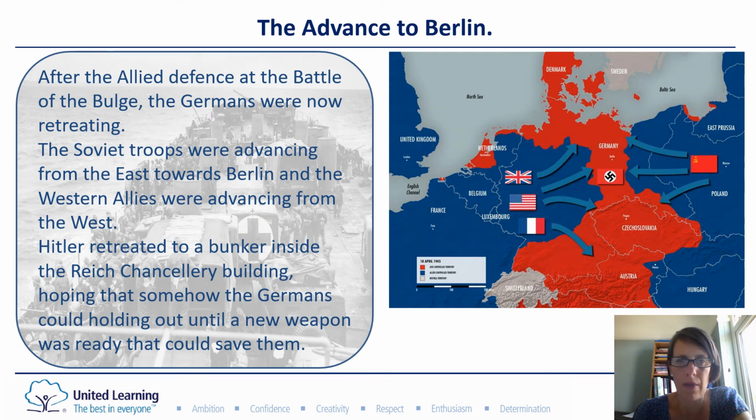Okay, the advance to Berlin then. So you can see on the map here, the red area is the area that had been held by the Nazis, and the blue you can see here, the British, American and French are coming from the west, and the Soviets, along with some Polish armies as well, are coming from the east. After the Allied defence at the Battle of the Bulge, the Germans are in retreat and the Soviets are advancing. Hitler goes into that bunker hoping that he can hold out in Berlin. Berlin is just here towards the east of Germany.